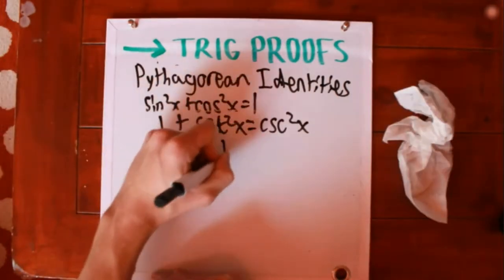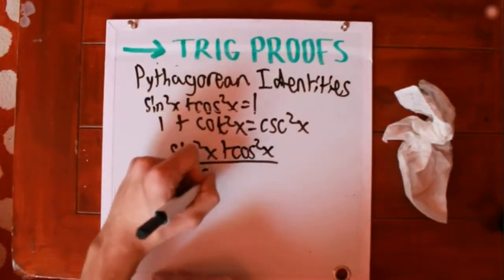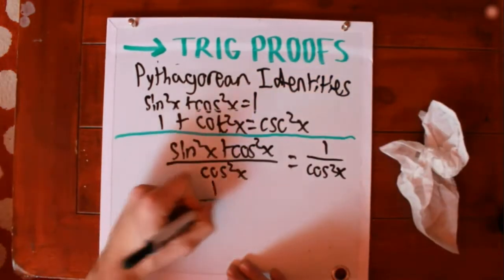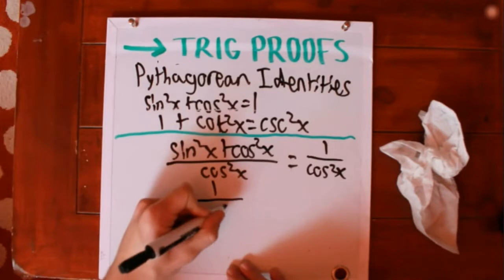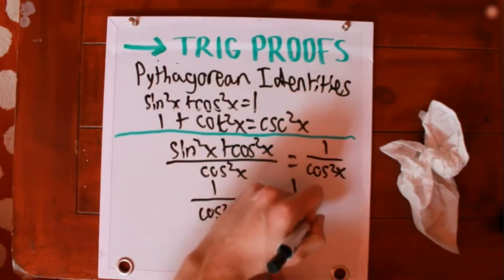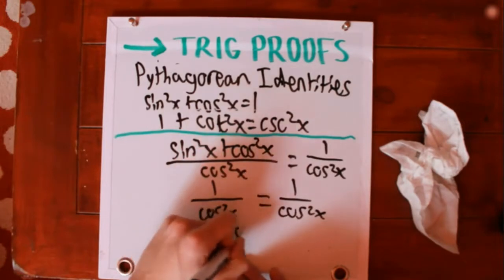Combining like terms, we get sine squared of x plus cosine squared of x over cosine squared of x equals 1 over cosine squared of x. And plugging in the fundamental identity, we get 1 over cosine squared of x equals 1 over cosine squared of x, or secant squared of x equals secant squared of x. And that's all the Pythagorean identities explained.